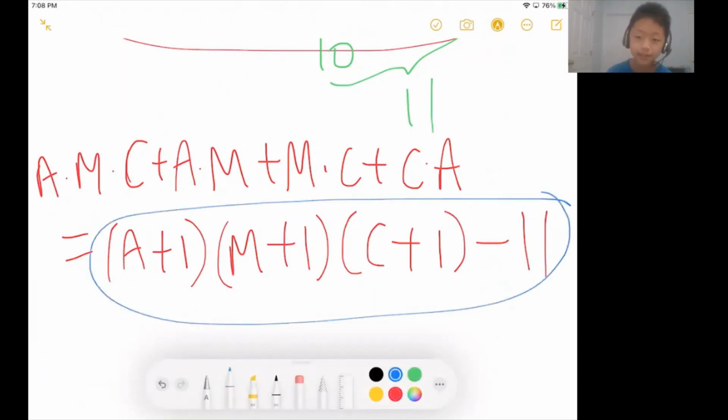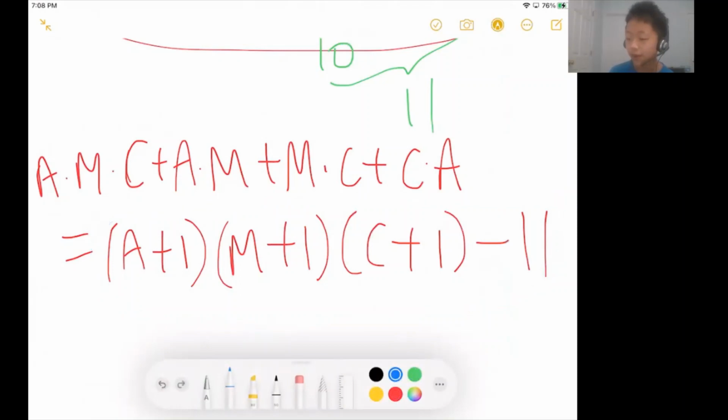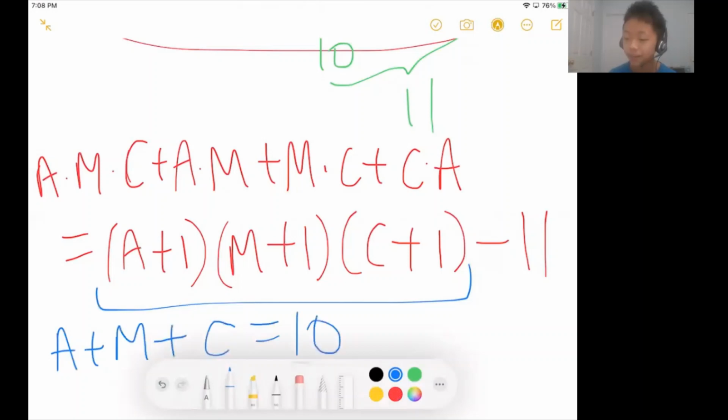In order to maximize the expression in blue, that's equivalent to finding the maximum possible value of a plus 1 times m plus 1 times c plus 1, subject to the condition that a plus m plus c equals 10. Remember, that's in the problem condition.